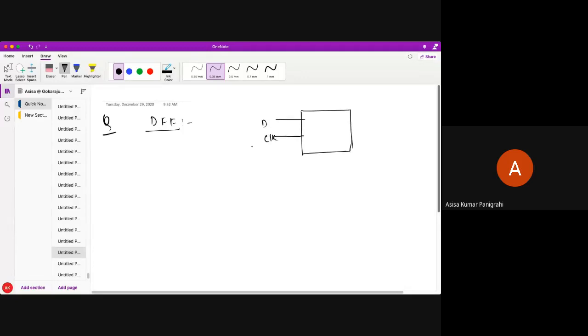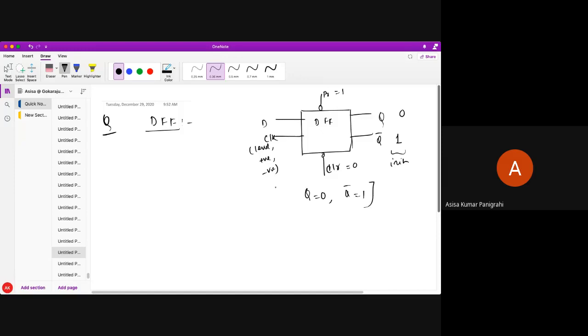It may be of three types: level triggered, positive edge triggered, and negative edge triggered. I'm going to design all three. And I am going to design the D flip-flop with active low preset and active low clear. Why do you need active low preset and clear? To set the initial condition. Let's say I want my initial condition Q is 0, Q bar is 1. So I have to put clear as 0 and preset as 1. It will give me the initial state: Q equal to 0, Q bar equal to 1.